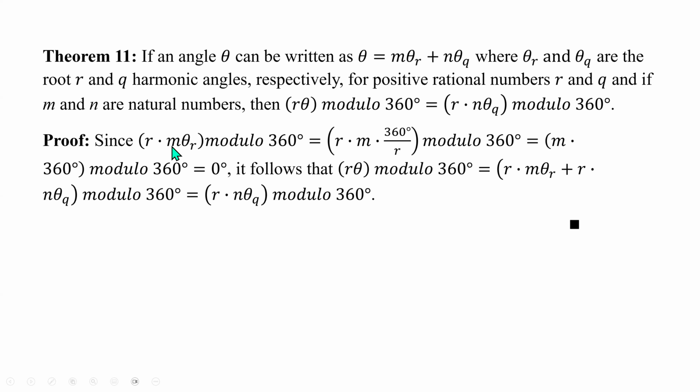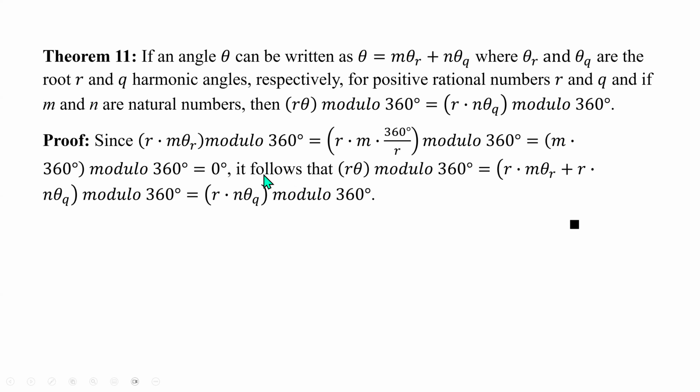Since r times m times theta sub r modulo 360 degrees is equal to r times m times 360 degrees over r modulo 360 degrees, and now you cancel out the r's, and this is equal to m times 360 degrees modulo 360 degrees. But since m times 360 degrees is a natural number multiple of 360 degrees, this thing modulo 360 degrees is equal to 0 degrees.